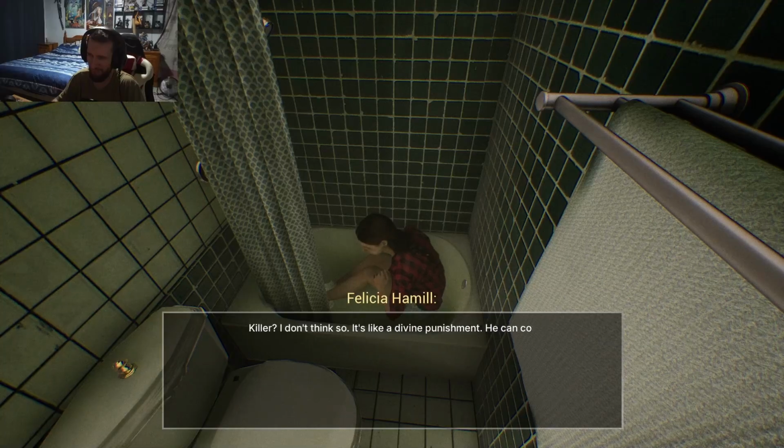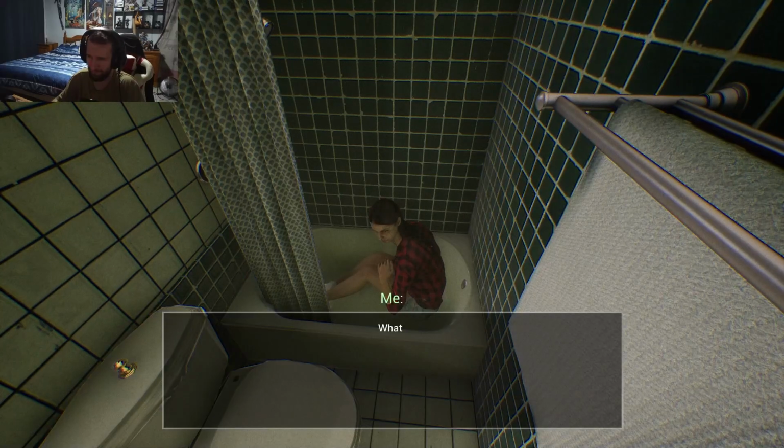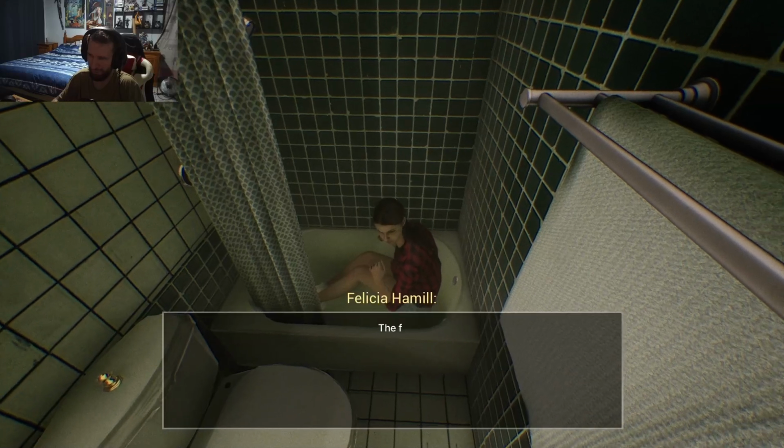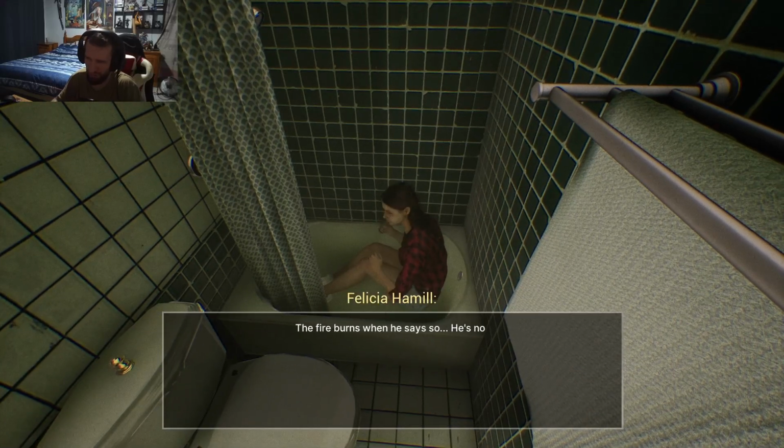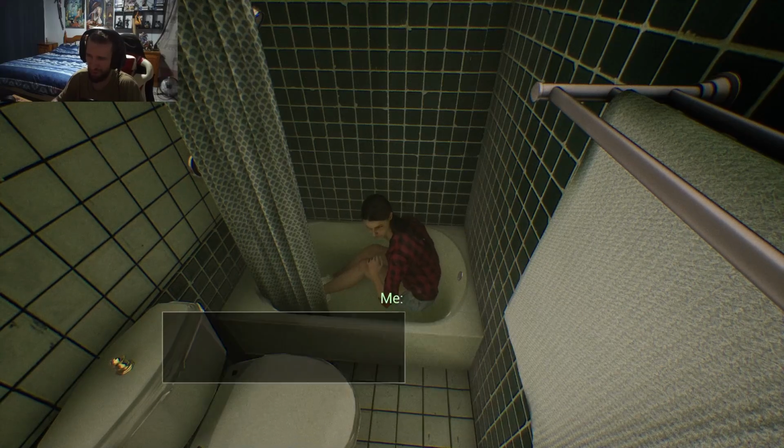It's like a divine punishment. He can command the world as he pleases. What do you mean? The fire burns when he says so. He's not a personal animal. He's beyond that. He came to punish us.